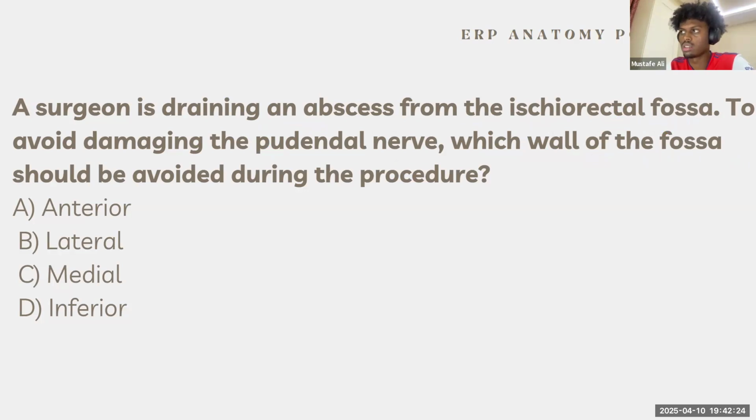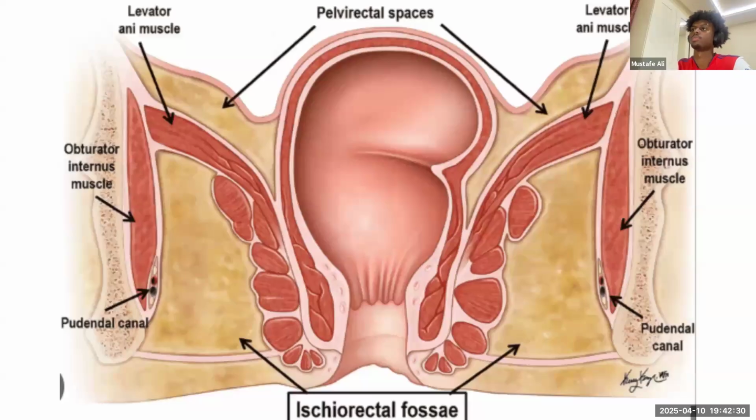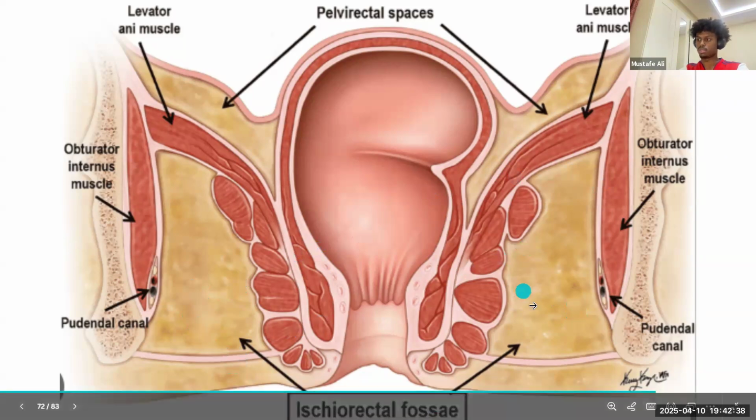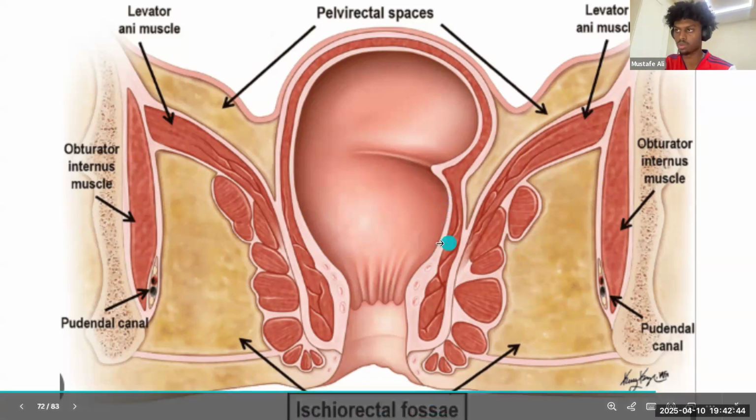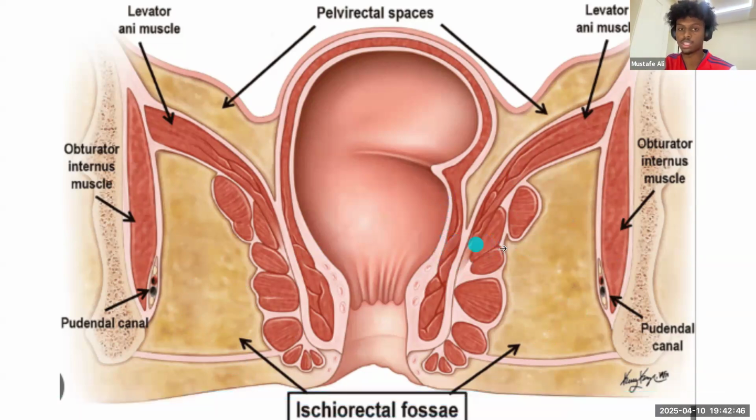The answer is B, the lateral wall. Now, here we've got the ischiorectal fossa, or the ischioanal fossa. It's basically these fat-filled cavities. And why are they important? They're important because they support the rectum and allow it to expand whenever you want to defecate, or poo. It allows the rectum to expand and accommodates that.